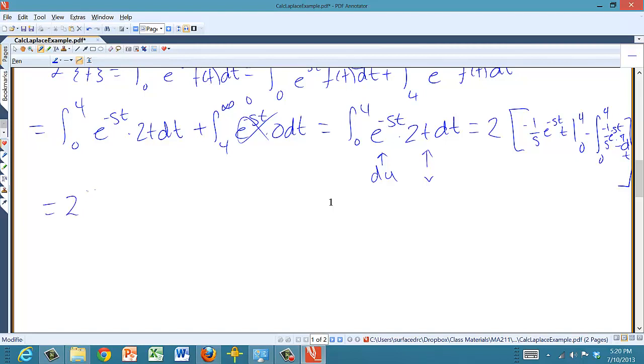Well, this is 2 times. I evaluate this one at 4. I get negative 4 over s times e to the negative 4s. Minus, when I plug in t equals 0, I get 0. So minus 0. Now, what do I have? I have a plus 1 over s from these two. You know, I pulled that out. It's right there. Now I have to integrate e to the negative st from 0 to 4. So I can do that. The integral of e to the negative st is negative 1 over s e to the negative st. I'm integrating from 0 to 4.